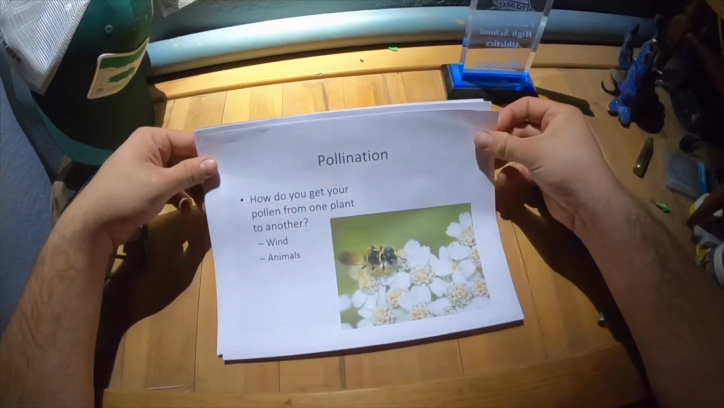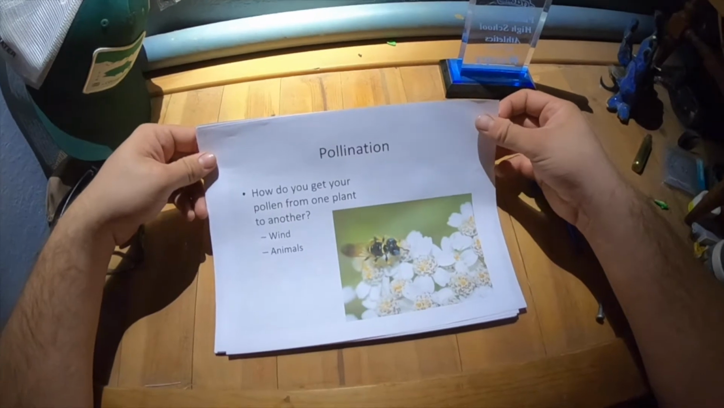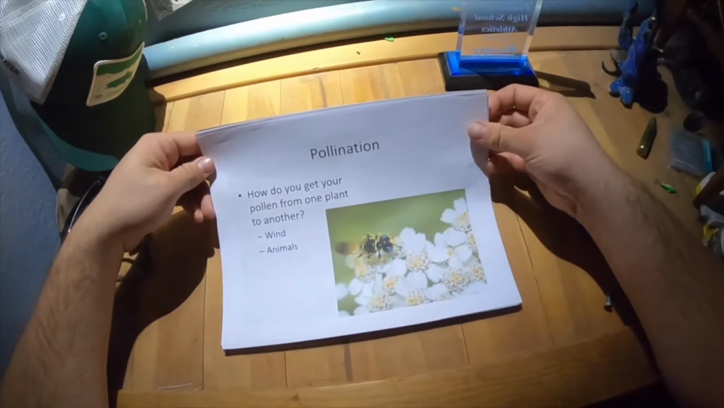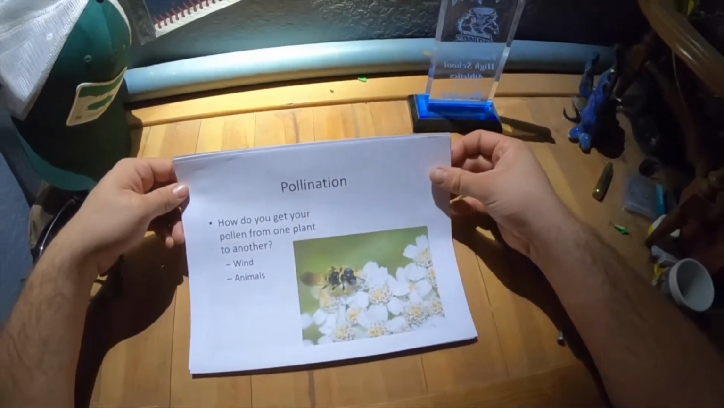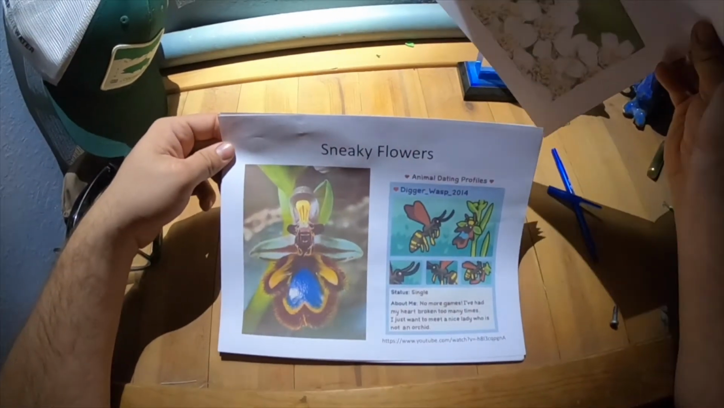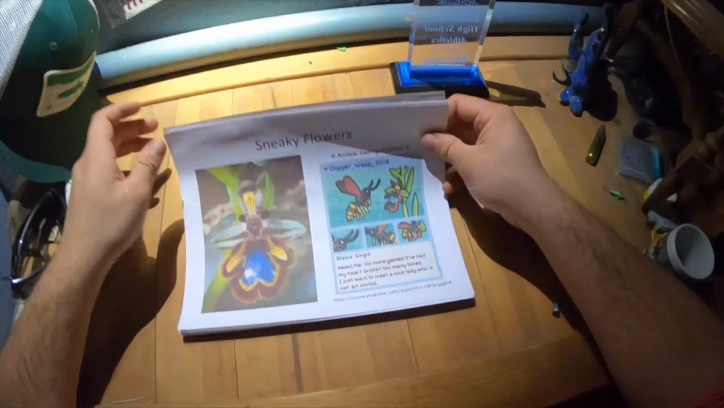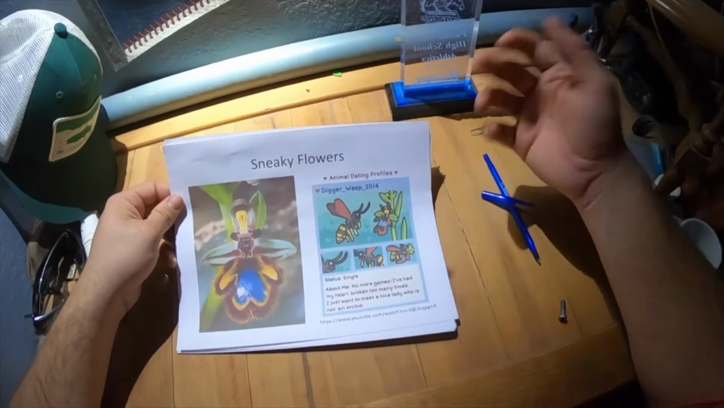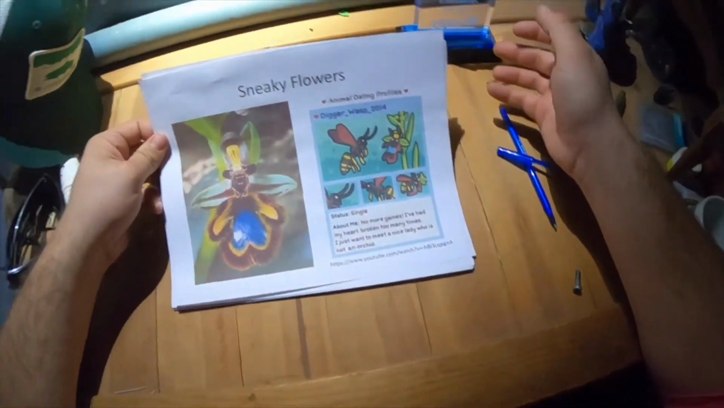There are many ways that this happens, but the first way that we're going to talk about is pollination. So pollination basically is sperm from a flower or plant, and it's mostly spread by insects, wind, and animals. For instance, a bee will land on the plant, get pollen on it, and carry it to another plant, and that fertilizes the other plant.